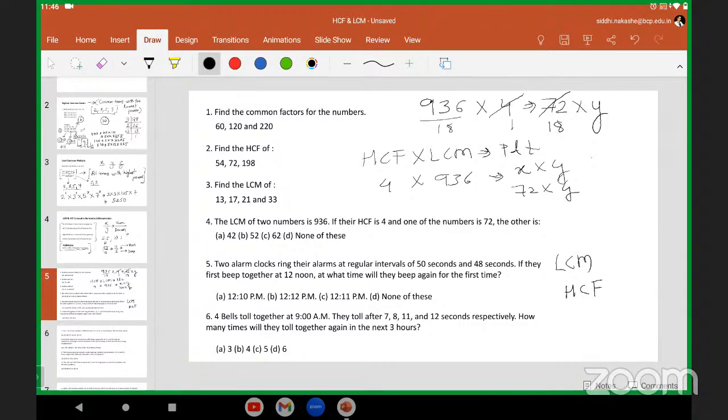After that they need to have a least common number, because when there are two certain numbers and they want to repeat themselves again, you need to find the least common multiple. If one is beeping at 50 seconds and one at 48 seconds, there must be a multiple of both, which should be the interval for the next beep. So take the LCM of 50 and 48, with respect to seconds.